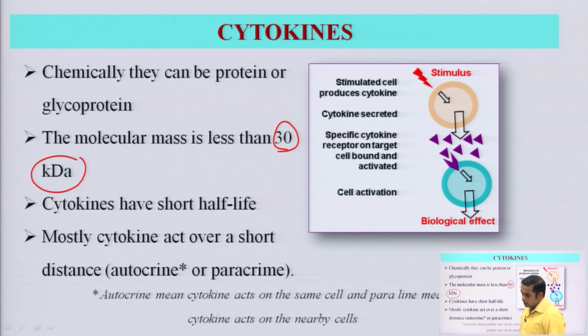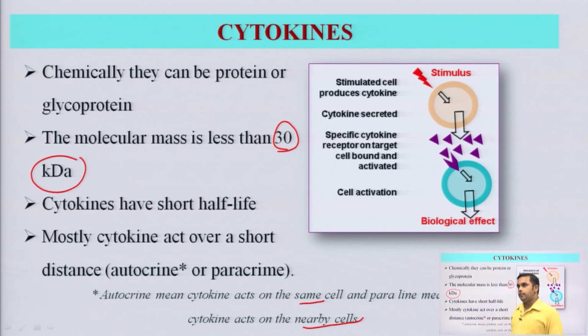Autocrine means the cytokine acts on the same cell, and paracrine means the cytokine acts on nearby cells. Now, let me tell you an interesting story. According to the Lipinski rule, a drug's molecular weight should be less than 500 Dalton, and here you are observing the size of a cytokine, how much larger it is.